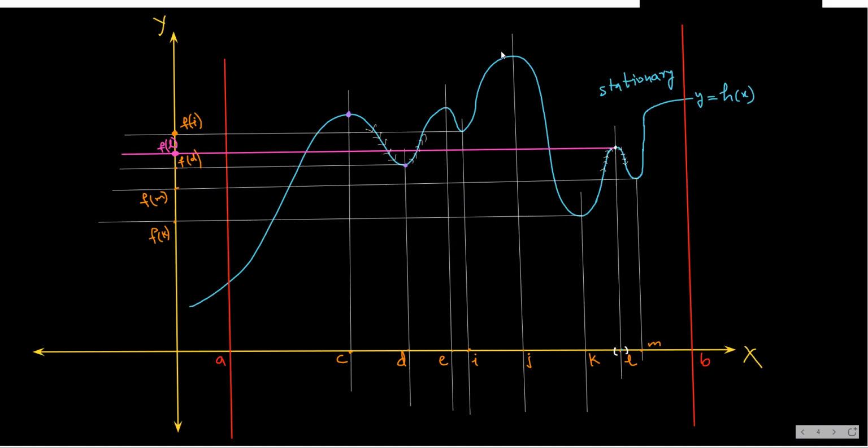So what more points is it stationary at? See, the function is stationary at E. It is stationary at I, at J, at K, at L, at M. These are the points where it is stationary. So the function is stationary at these points, which are also the turning points. Point C, point D, point E, all are also known as the turning points.